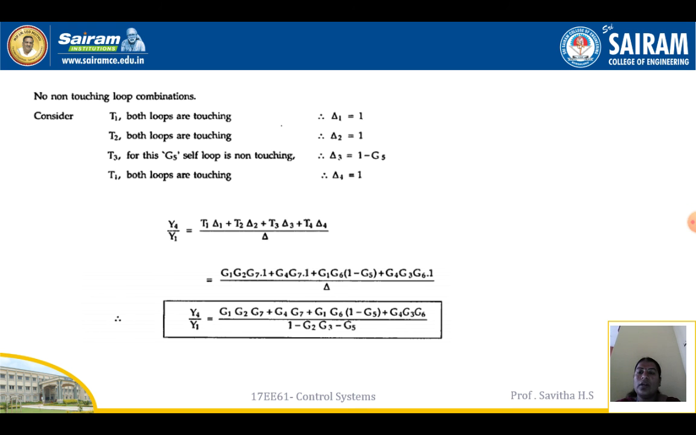For non-touching loops: T1, both the loops are touching, so delta 1 is equal to 1. T2 also 1, and for T3, delta 3 is equal to 1 minus G5, and for T4, delta 4 is equal to 1. After substituting the values, y4 by y1 is equal to G1 G2 G7 plus G4 G7 plus G1 G6 into (1 minus G5) plus G4 G3 G6, divided by 1 minus G2 G3 minus G5.